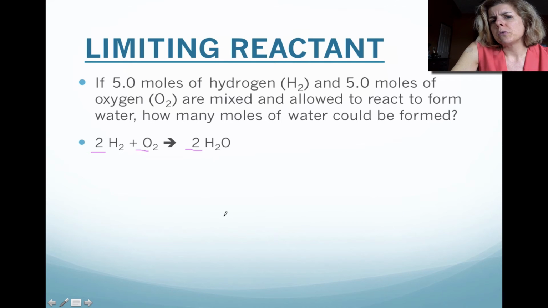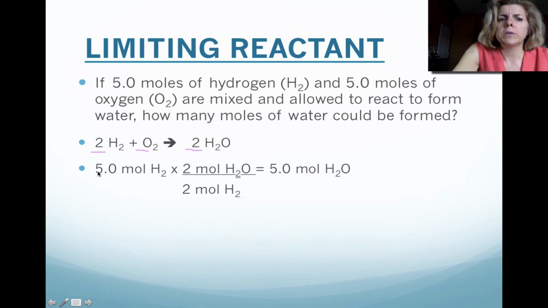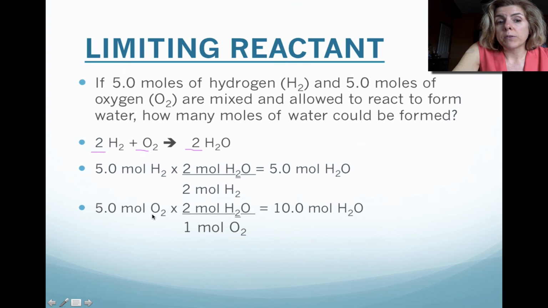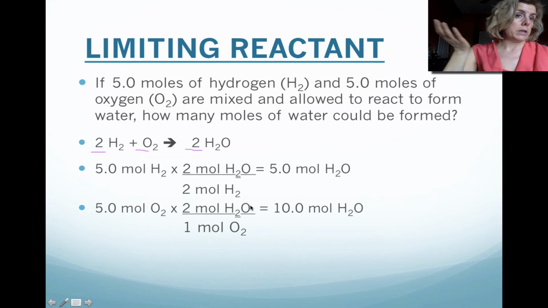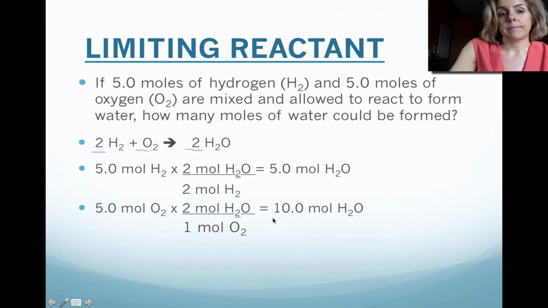Now, my question to you is, which one do you think is going to be smaller? Okay, so here we have 5 moles of hydrogen, and notice that this is essentially 1, and we get back 5 moles of water. Here we have 5 moles of oxygen, but now we're doubling it because we have 2 moles of water with every 1 mole of oxygen. So notice that we have even more moles of water. So which one is the limiting reactant? It has to be hydrogen. So hydrogen is the limiting reactant.